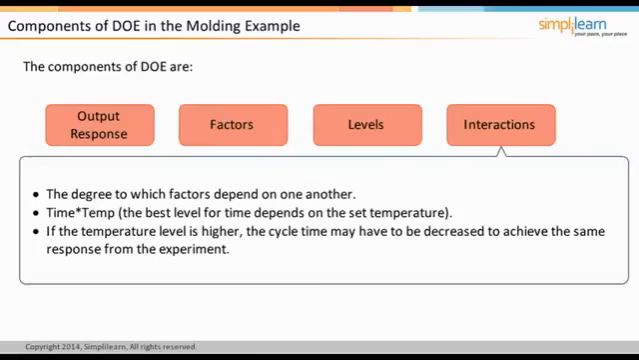In the molding example, the interaction between cycle time and molding temperature is critical. The best level for time depends on what temperature is set. If the temperature level is higher, the cycle time may have to be decreased to achieve the same response from the experiment.